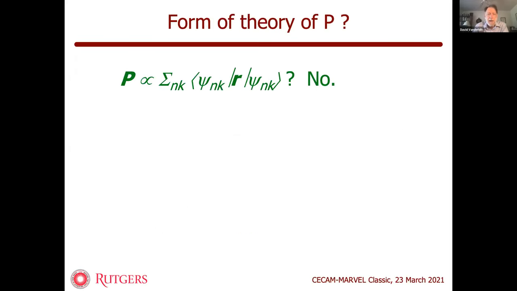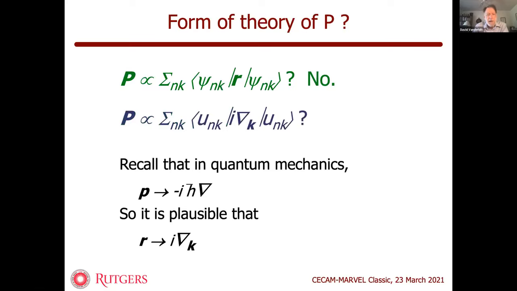Okay, so the form of the theory that comes out of this, one way of thinking about it is that we have a problem taking expectation values of the coordinate operator, but instead, if we take expectation values of, it's not exactly an expectation value, if we take gradients with respect to wave vector, if you think in terms of the quantum mechanical association of momentum with the gradient with respect to position, then it's plausible that a coordinate is associated with a gradient with respect to a wave vector.